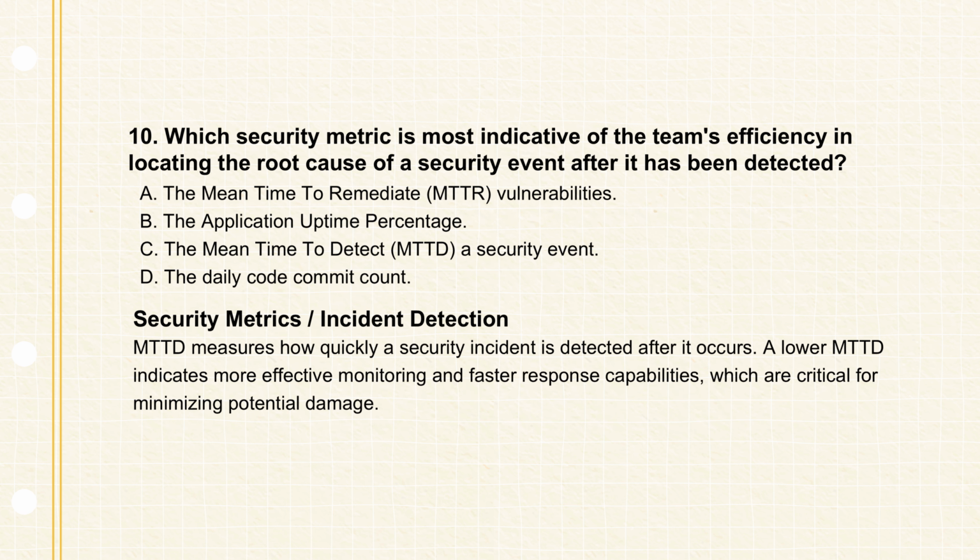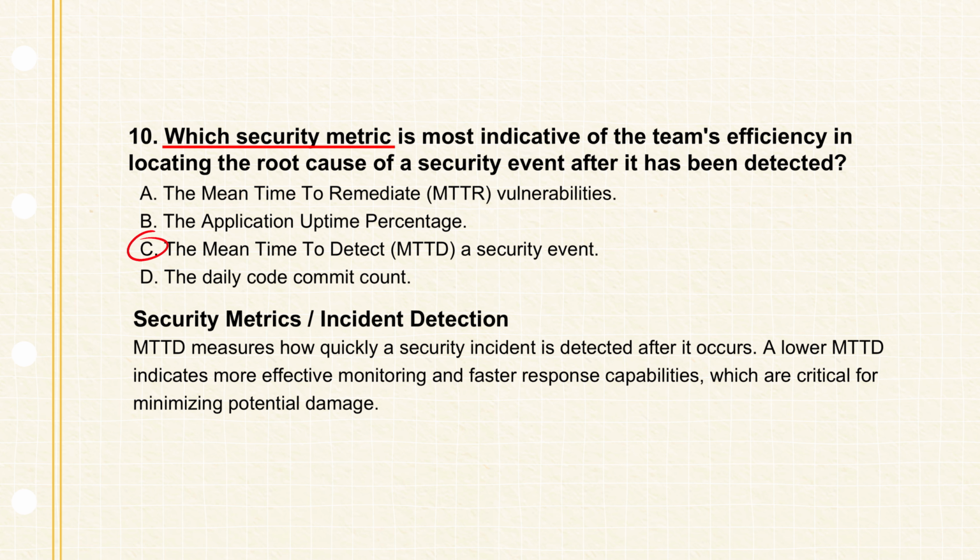Okay, final pivot. All right. Metrics. We put all these great tools and practices in place, but how do we measure if our security processes are actually getting better, especially around responding to incidents? Which specific metric is all about how quickly we can even find out a security event has happened? Right. Measuring is key. The metric you're looking for there is mean time to detect, or MTTD.